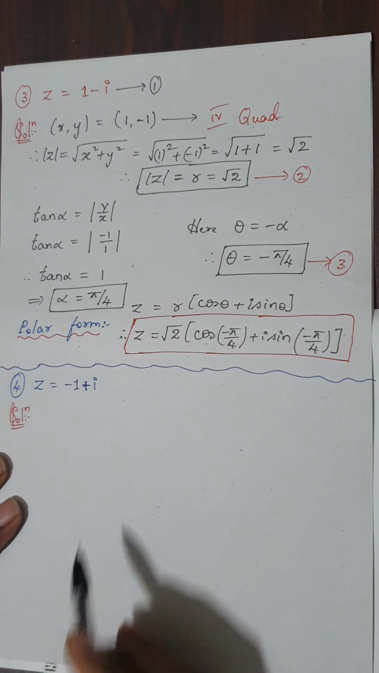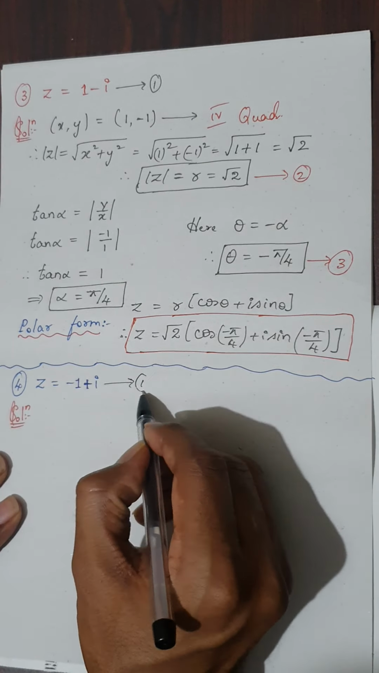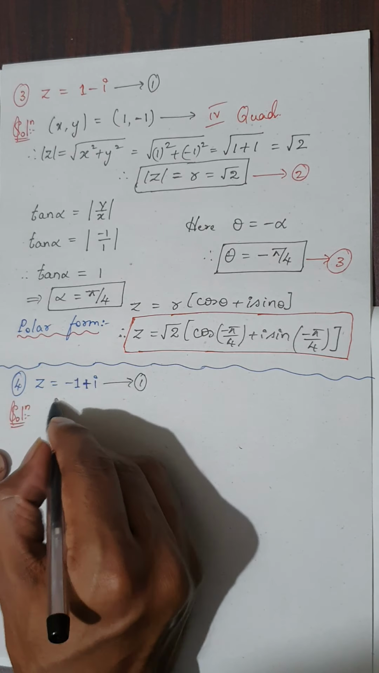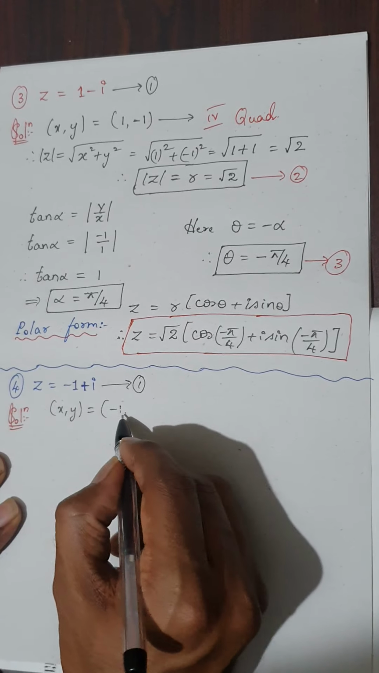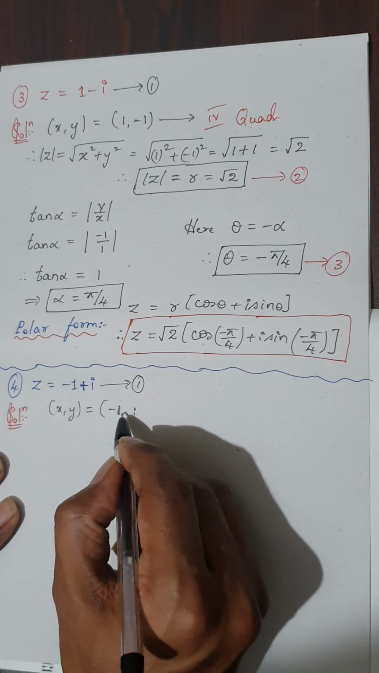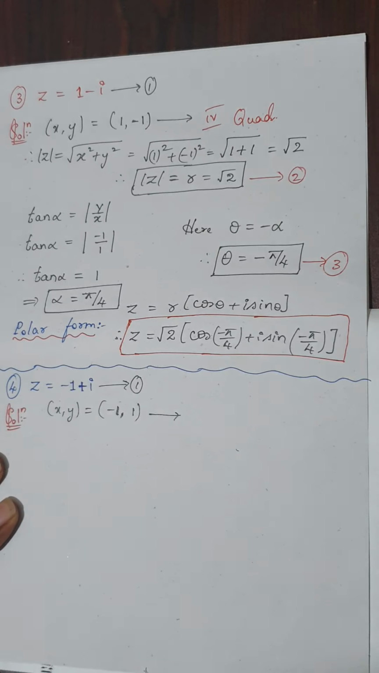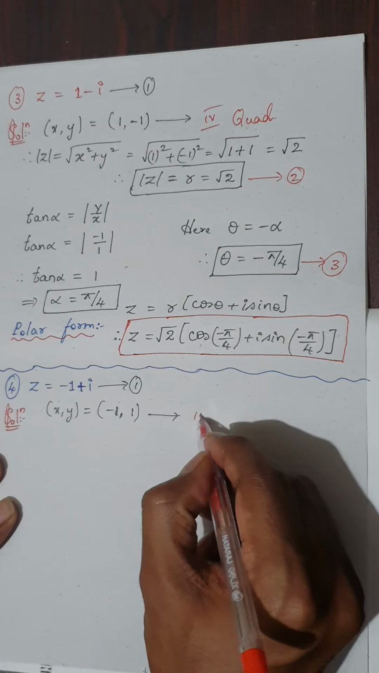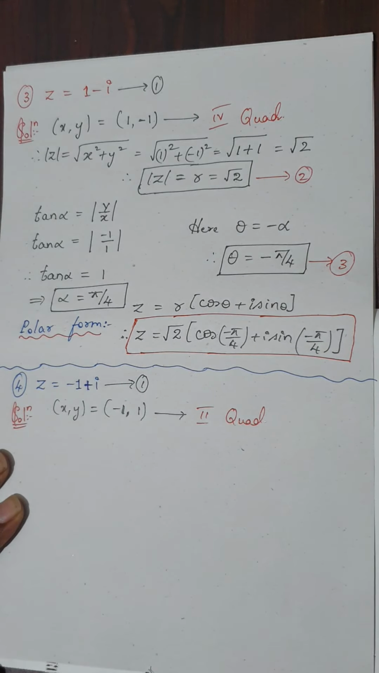Taking up the fourth question, I have z is equal to minus 1 plus i. Actually, all these are similar questions. Taking up the values of x and y, x value is real part minus 1 and the y value is imaginary part, which is plus 1. So minus and plus, which quadrant do you get? We know minus and plus is nothing but the second quadrant. Isn't it? The point lies in the second quadrant.